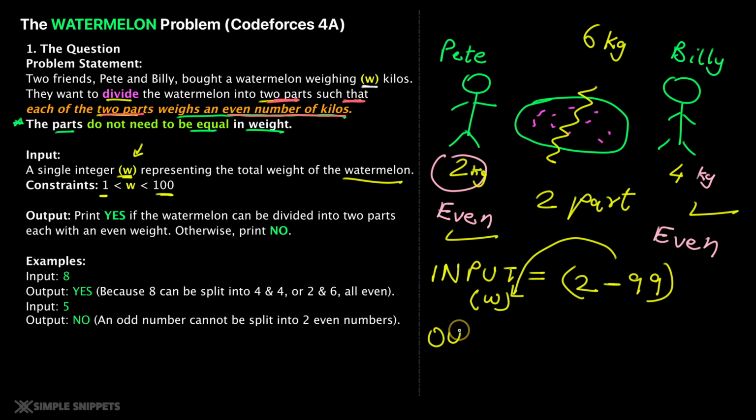And the output that we want is, it should print yes if the watermelon can be divided into 2 parts, each with even weights. Otherwise, it should print no. So it's a simple if else, but what is the condition inside it? For example, if you input 8, the output is yes, because 8 can be split into 4 and 4. Both of them are even.